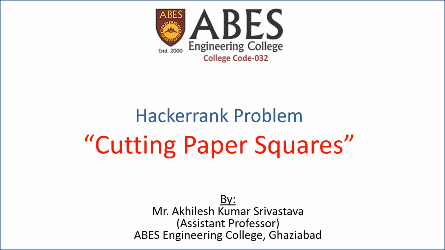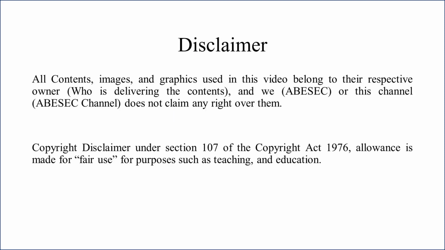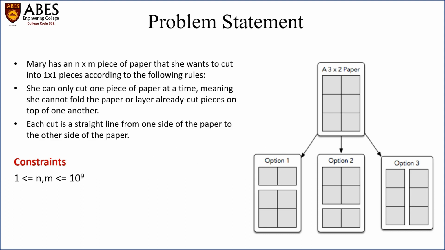In today's lecture, we will discuss the HackerRank problem, Cutting Paper Squares. So here is the problem statement. Mary has an n cross m piece of paper that she wants to cut into 1 cross 1 pieces according to the following rules. She can only cut one piece of paper at a time, meaning that she cannot fold the paper or layer already cut pieces on top of one another.